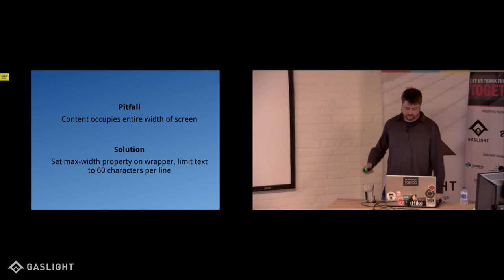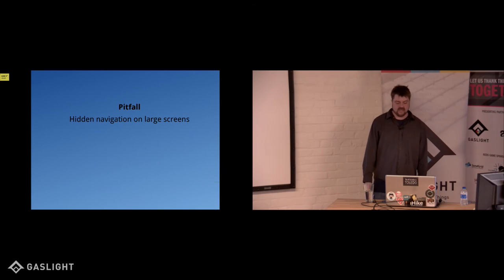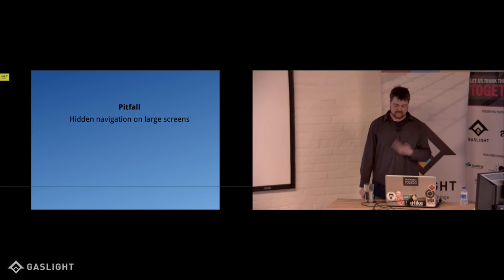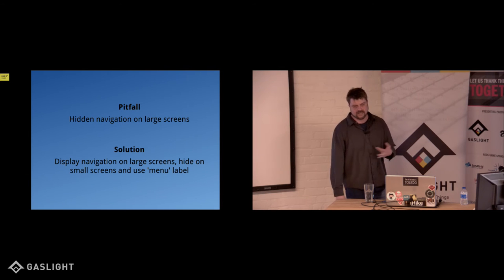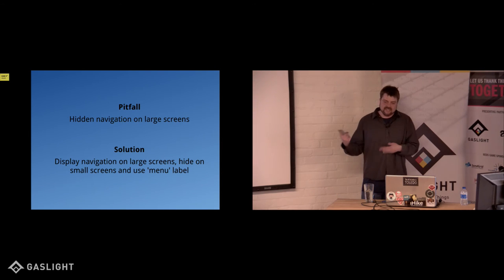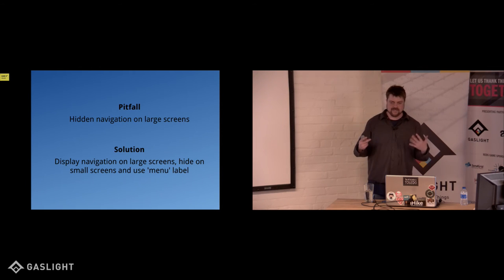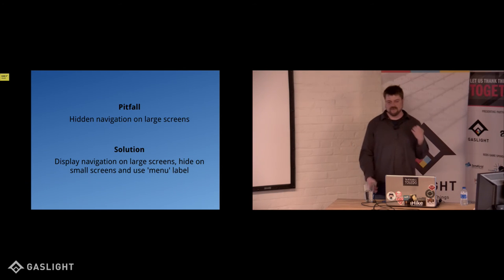Another one that I touched on in the beginning is hiding the navigation even when there's plenty of space to display it. This is another one that's really not that hard to solve from a technical perspective. There are free CSS libraries you can download to do this sort of thing. You can display the navigation, or at least some of the navigation, on larger screens where there's room for it, and then still hide it and use the menu icon on smaller screens where every little bit of space is precious.